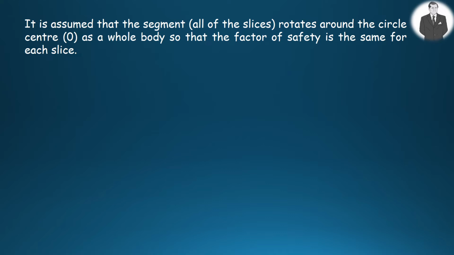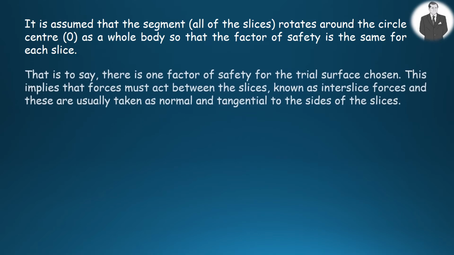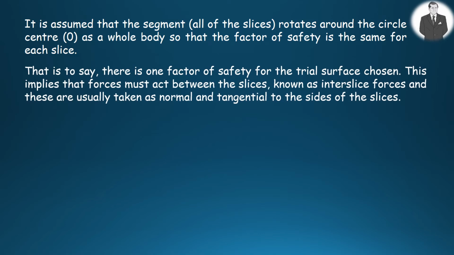It is presumed that all of the slices rotate around the circle center as a whole body, so that the factor of safety is the same for each slice. In other words, there is one factor of safety for the trial slip surface adopted. This indicates that forces must act between these slices, known as inter-slice forces, and these are generally taken as normal and tangential to the sides of the slices.